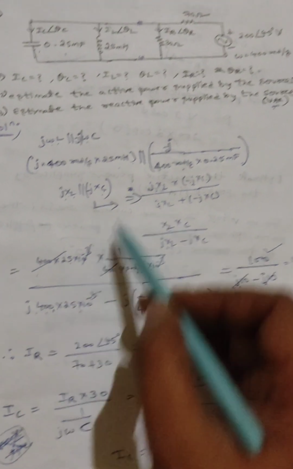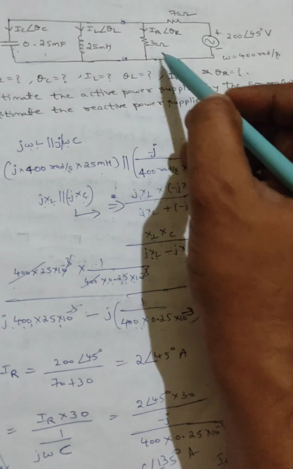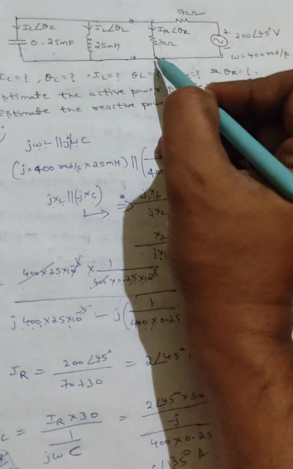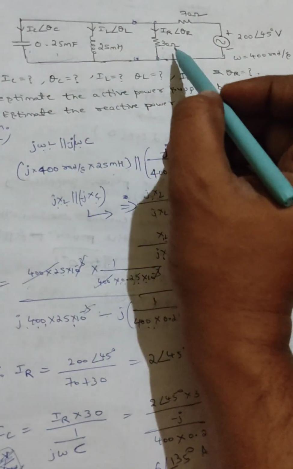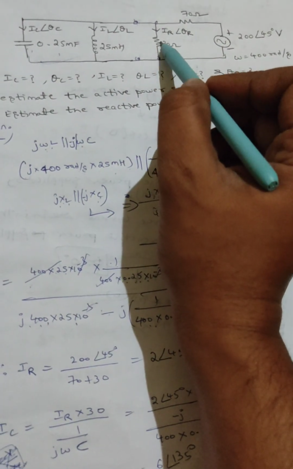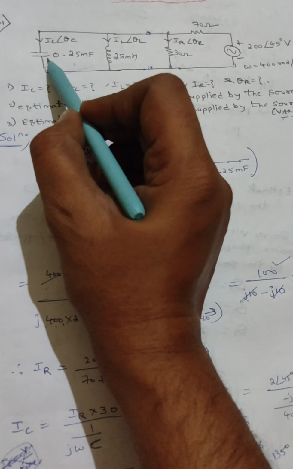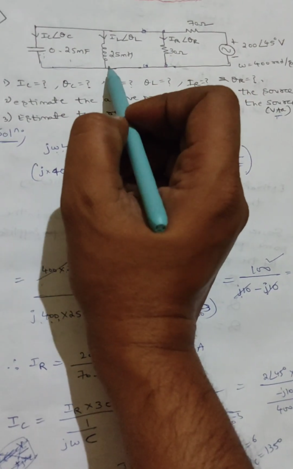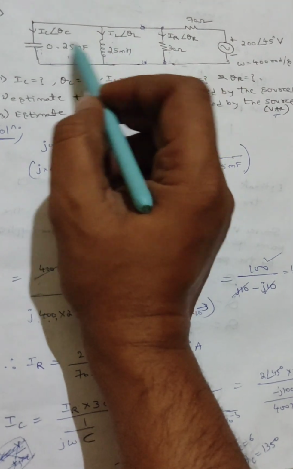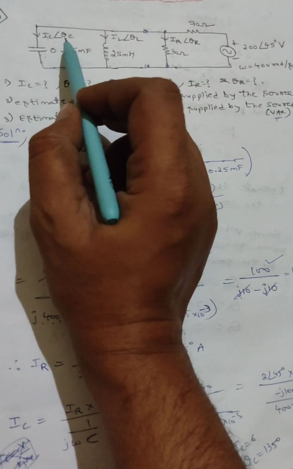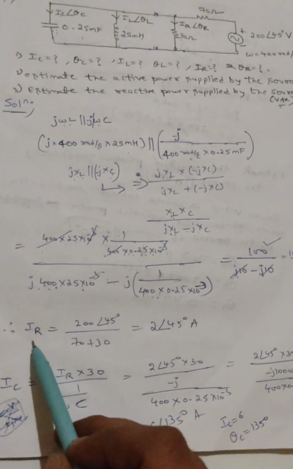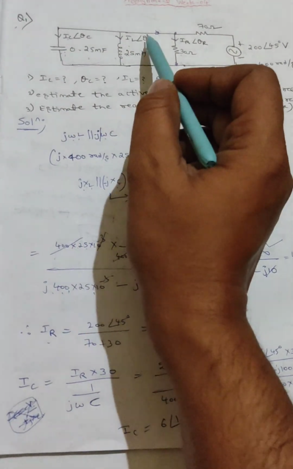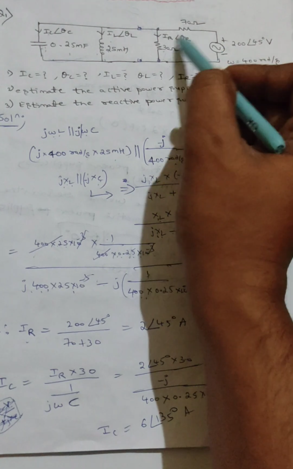Now let me check what current is passing in this loop. If I find the voltage at this point, since all are connected in parallel, whatever voltage is across the 30 ohm resistance is the same voltage across the inductor and the same across the capacitor. Once we know the voltage at this point, then the voltage divided by the reactance will give a current. From that we can find the RMS value of current and angle. Since we got infinite reactance between these two, that made it an open circuit. Now the circuit is only this much.